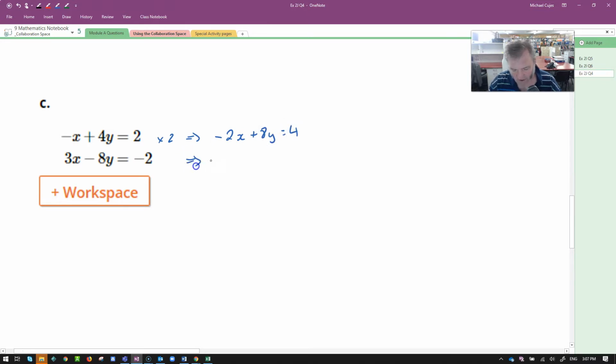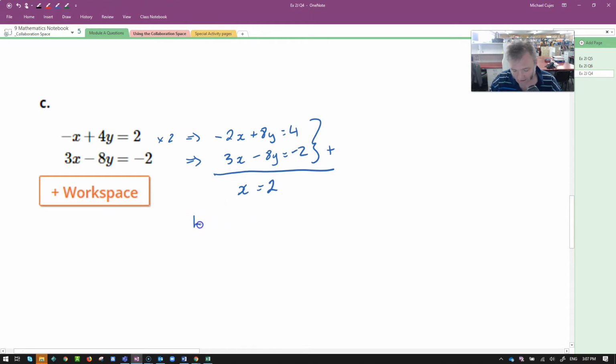Leaving the bottom one alone, I've got 3x minus 8y equals negative 2. You can see I've got an 8y and a negative 8y. The signs are different, so if I add them together, they'll be eliminated. So I'm going to do addition again this time. Negative 2 plus 3 is positive 1, so I'm just going to be left with x. Look at that. And 4 minus 2 is 2. It took me to the answer for x straight away.